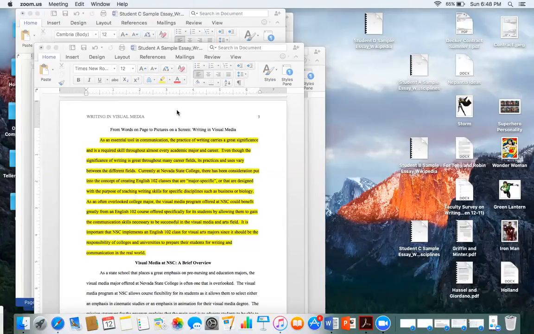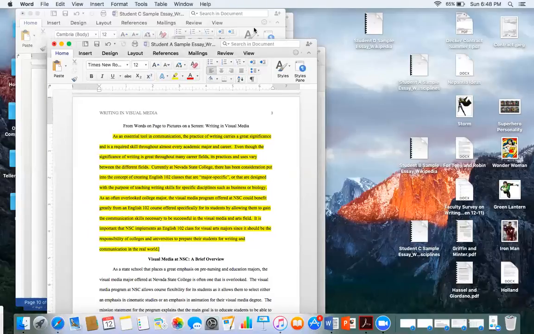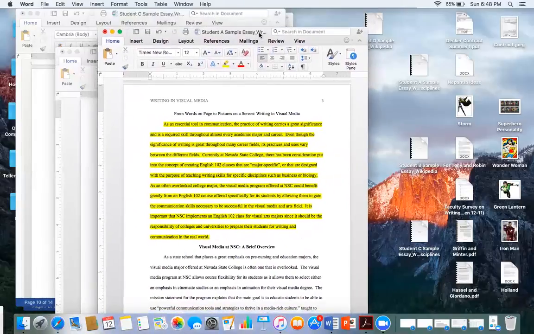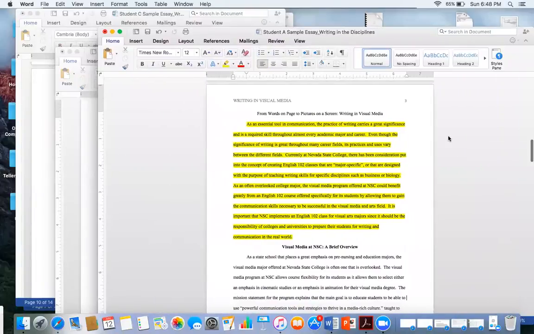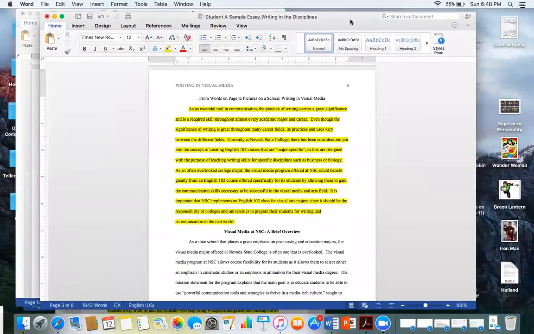So what I want to do first is start with, now these models will all be available to you on Canvas, so you'll be able to spend some time going through these if you want.